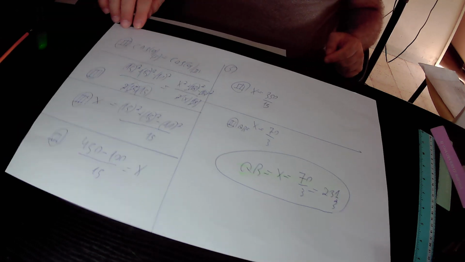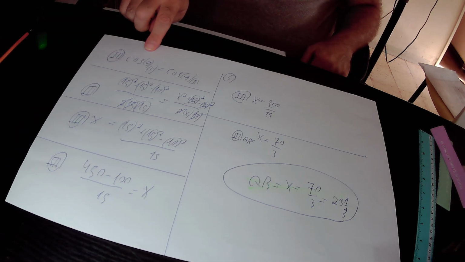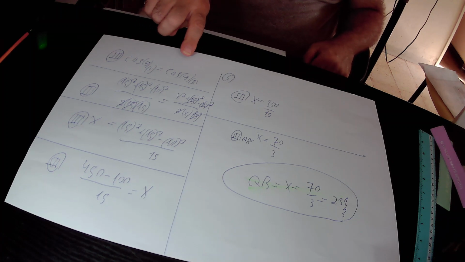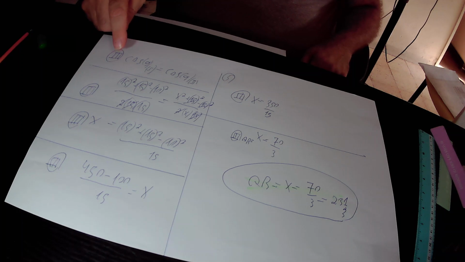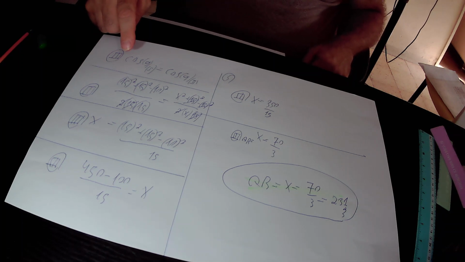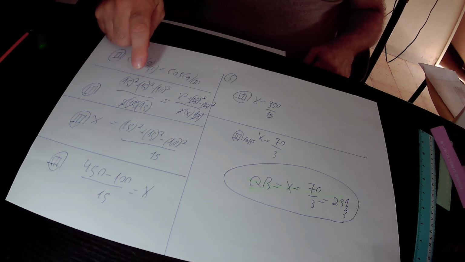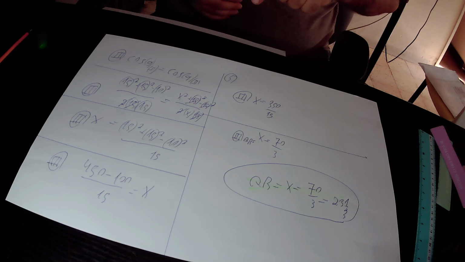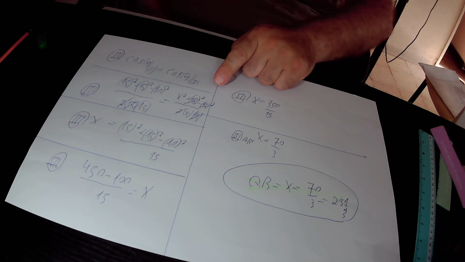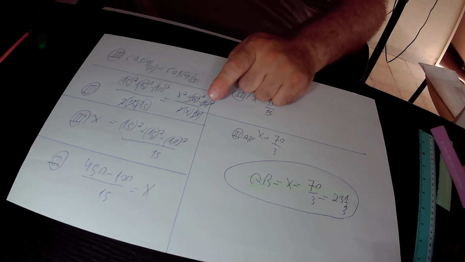Again, according to equation 3, cosine alpha according to equation 1 must be equal to cosine alpha according to equation 2. Cosine alpha according to equation 1 equals 15 square plus 15 square minus 10 square over 2 times 15 times 15, and it must be equal to cosine alpha according to equation 2, which equals x square plus 15 square minus 15 square over 2 times x times 15.